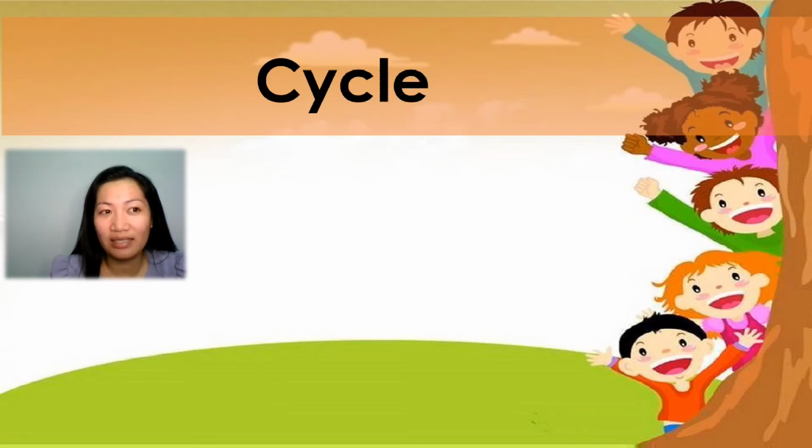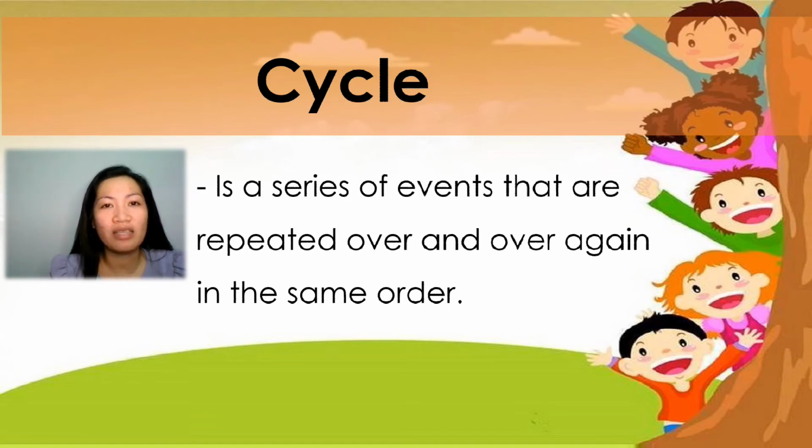So now let's talk about cycle. What do you mean by cycle? When you say cycle, what do you mean about that? When we say cycle, it's a series of events that are repeated over and over again in the same order. Okay? Again, cycle is like repeated events that repeat over and over again.